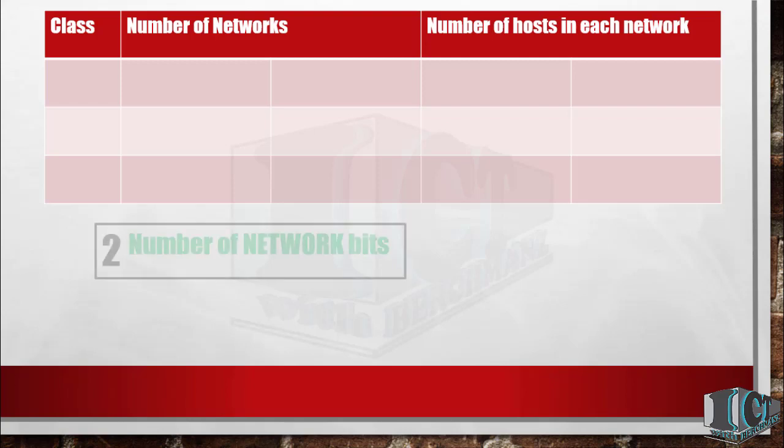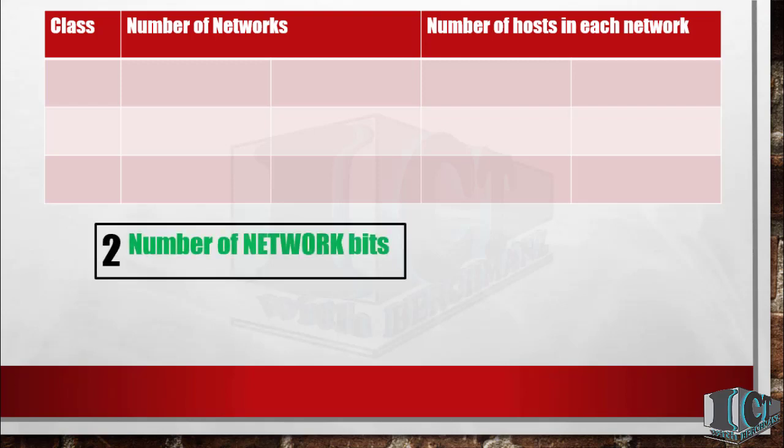The number of networks is calculated by the formula 2 to the power number of network bits. So we studied, when we were talking about subnet masks, that the subnet mask is going to divide the IP address into number of network bits and number of host bits. So 2 to the power number of network bits will give you the number of networks.